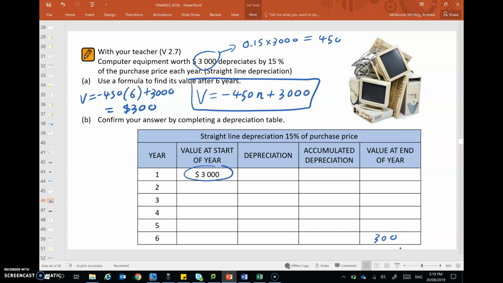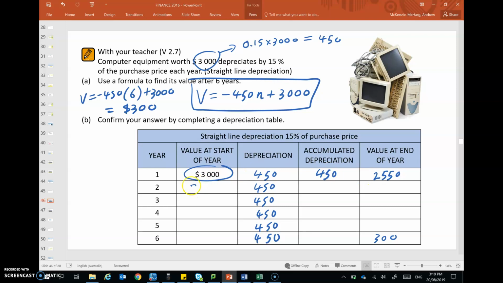Now, if you really want to, you can fill in this table. I'll show you what to do. We have the amount of depreciation here. That's going to be the same right through here. That doesn't change. So I'll fill all those in. Now, after 1 year, that's the total amount of depreciation, our accumulated depreciation. So we take that off the $3,000 and we get $2,550. That's what it's worth now.